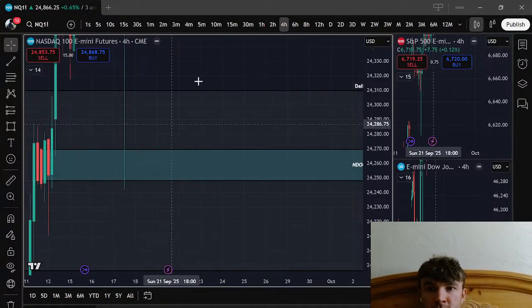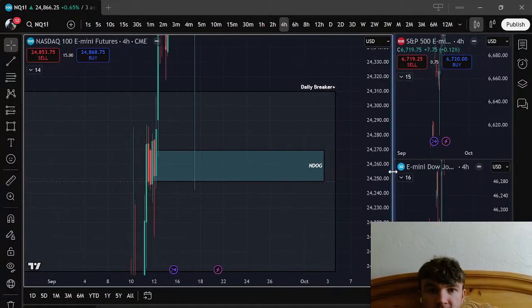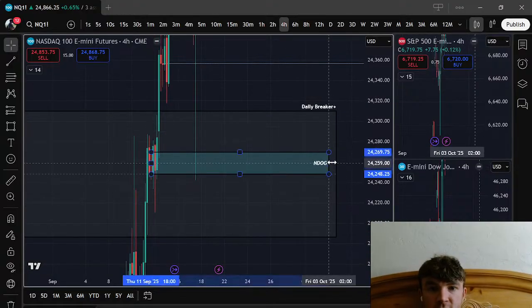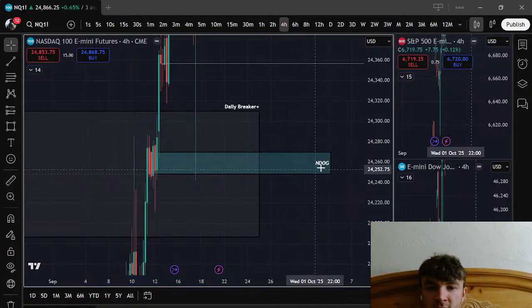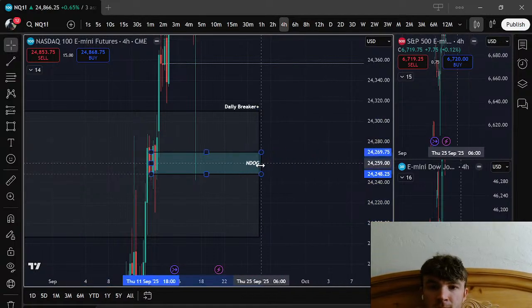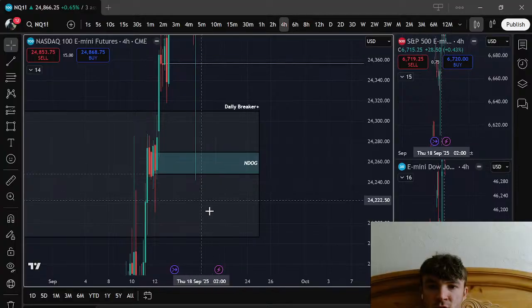So, new day opening gap, daily breaker. We tap consequent encroachment. I mean, mean threshold. Got to get used to not calling it that. New day opening gap, consequent encroachment of that.